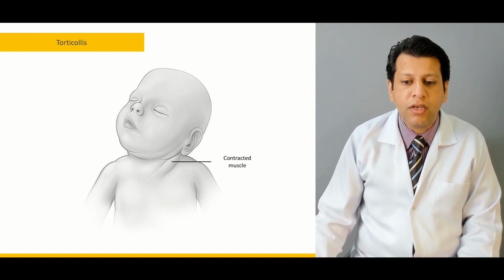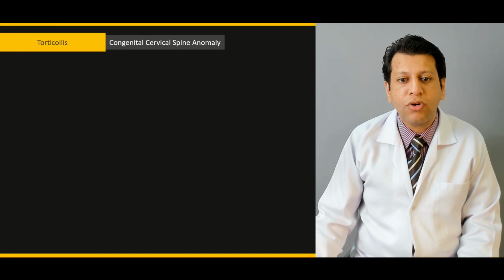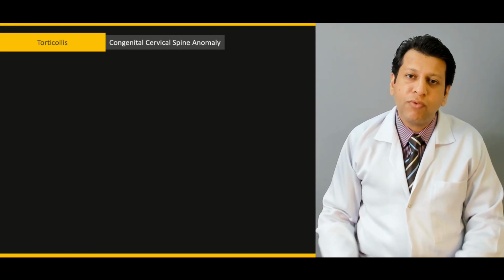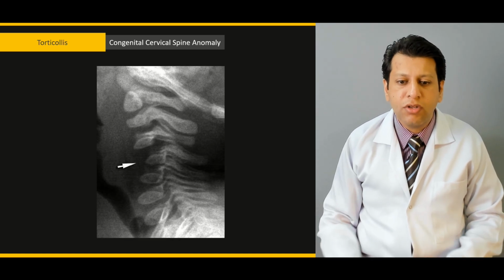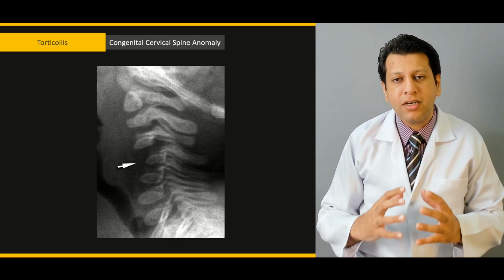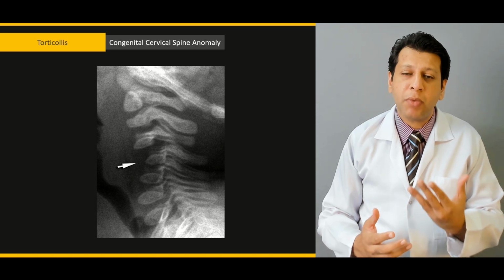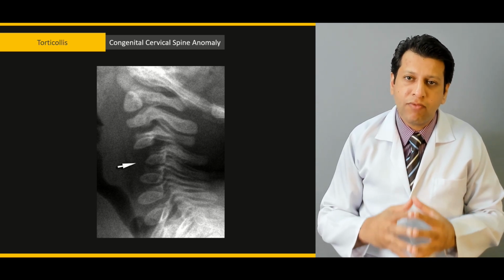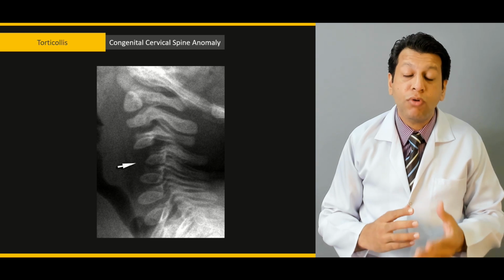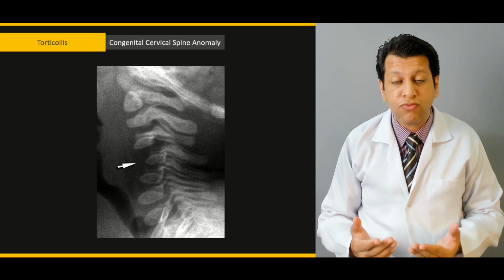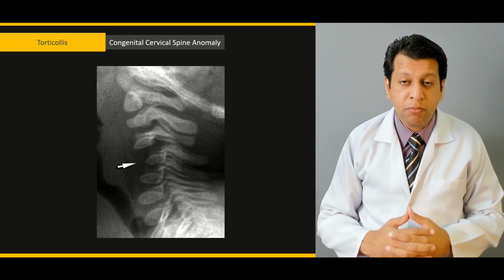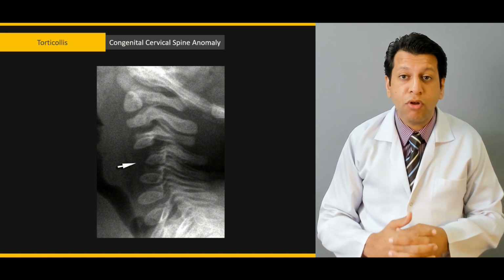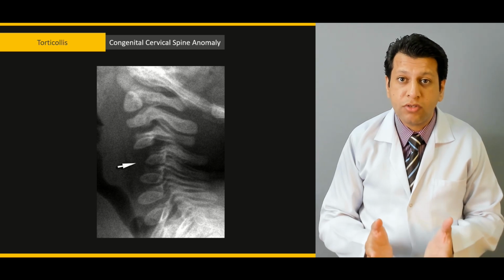As you can see over here, this is a contracted muscle which is actually causing the problem. Now, when we are reviewing congenital muscular torticollis, what we need to remember is that it is sometimes associated with packaging syndromes. There are certain factors we need to rule out, especially in children with torticollis. For example, developmental dysplasia of the hip and metatarsus adductus may all be associated as part of the packaging syndrome.